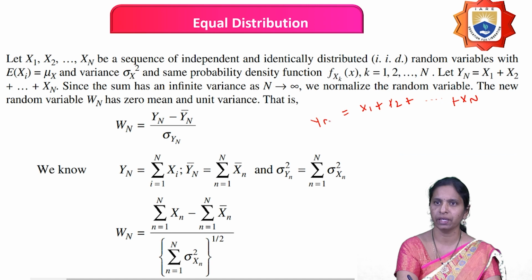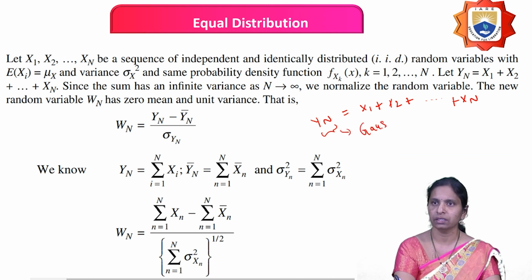random variable yn. Now, what the central limit theorem states is that the distribution function of this sum of a large number of random variables yn is approaching what? A Gaussian distribution function.